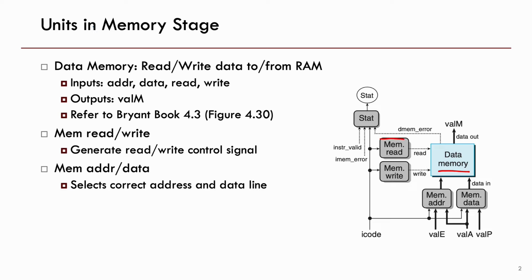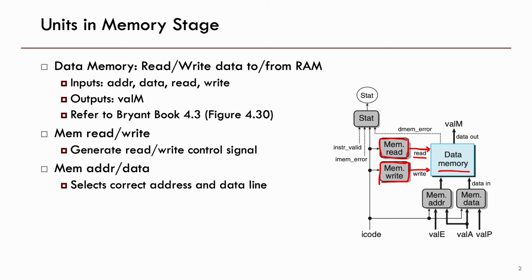The first two are mem read and mem write. These two control logic generate a 1-bit signal each to read or write. If the current instruction reads data from the memory, the mem read control module will generate a read signal. And if the current instruction is writing to the memory, then the mem write control logic will generate a write signal. But it shouldn't have both read and write on, otherwise it will be an error.